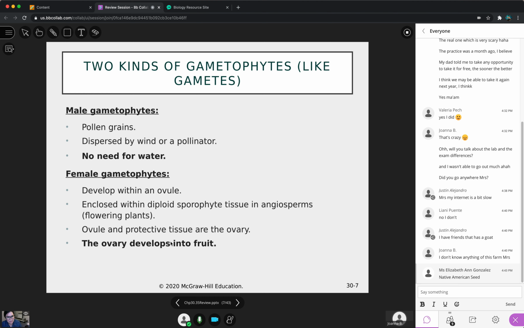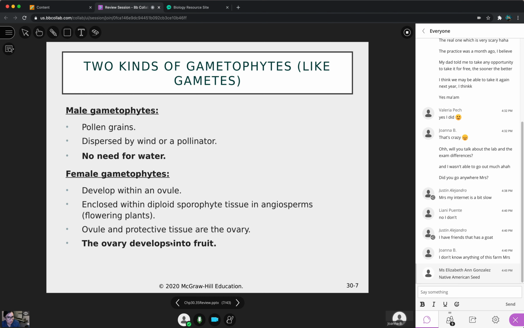The difference between the seeded plants and seedless, for one, is that these don't need any water for the male gametophyte to go to the female gametophyte. Usually they will use, and they have it here on the screen, wind or a pollinator. When we talk about pollinators, those can be things like butterflies, bats, birds, insects, even humans. It could happen.